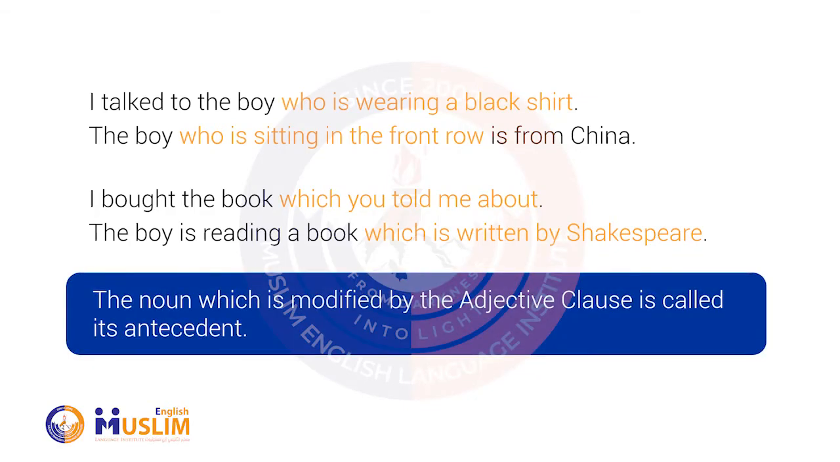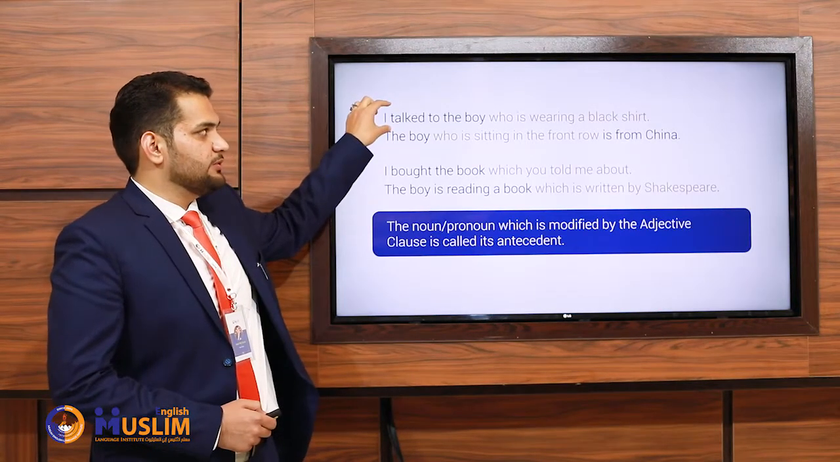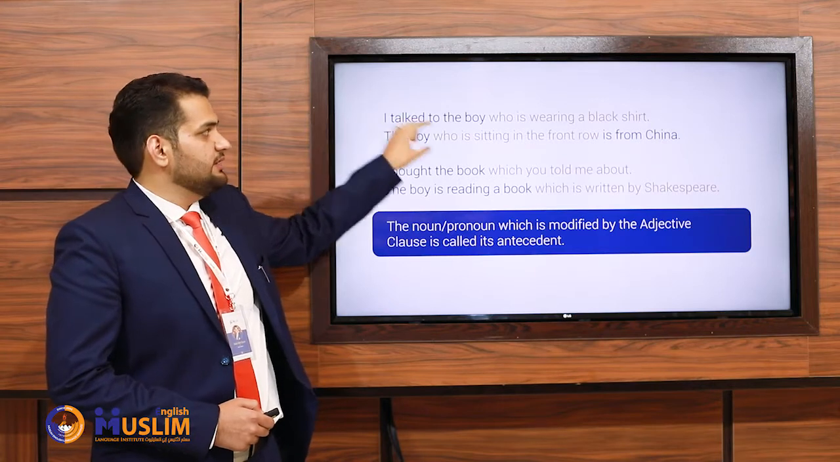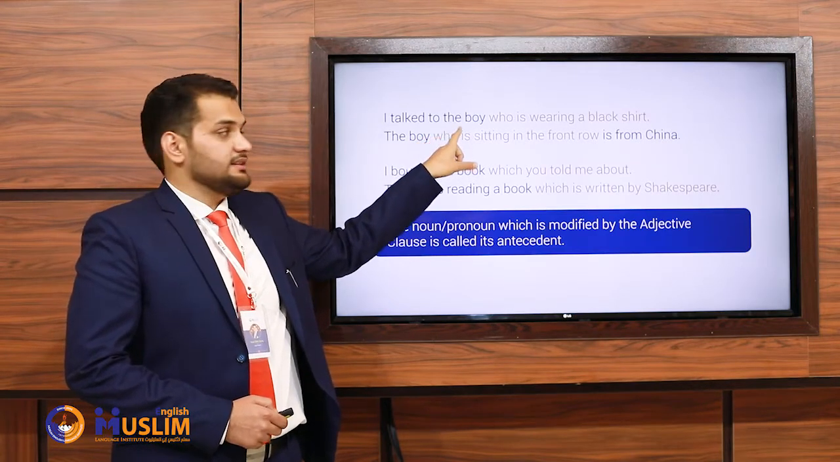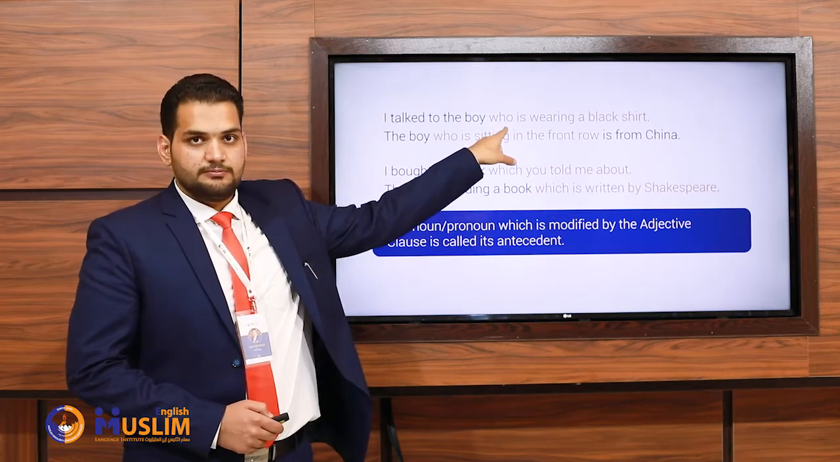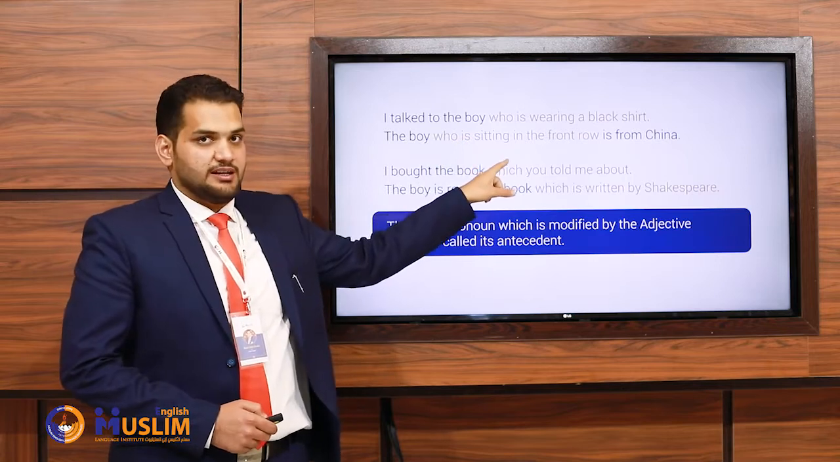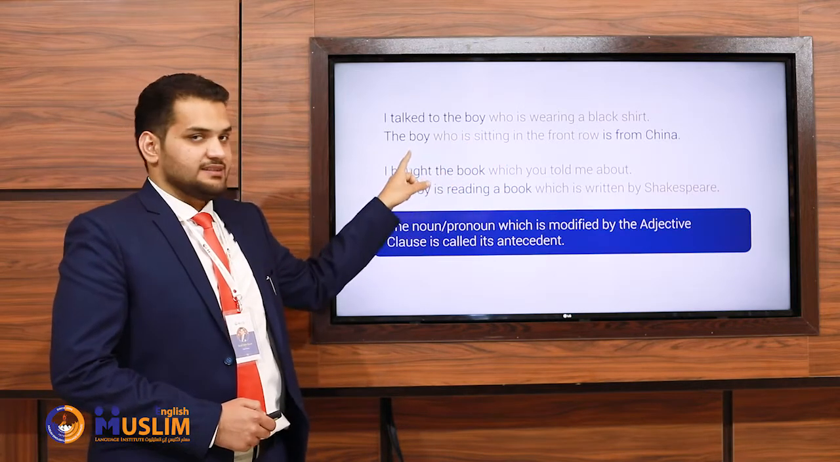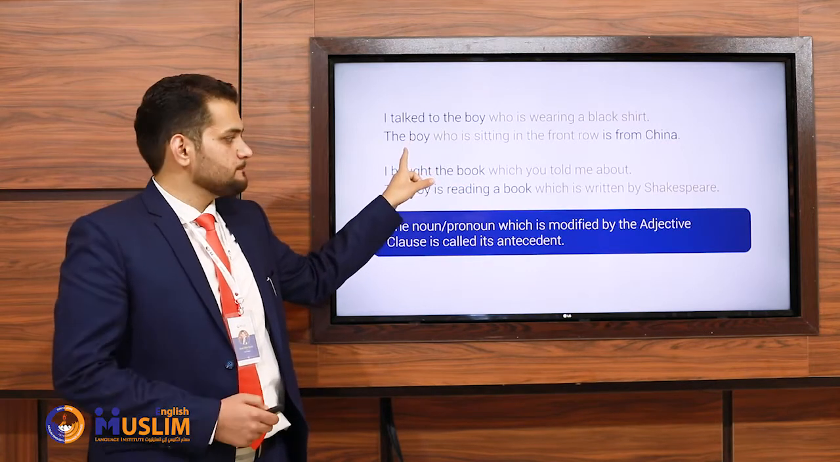Remember, the noun or pronoun which is modified by the adjective clause is called its antecedent. For example, in this sentence, I talked to the boy who is wearing a black shirt, the boy is called the antecedent of the adjective clause. The boy who is sitting in the front row is from China. The antecedent of this adjective clause is the boy once again.